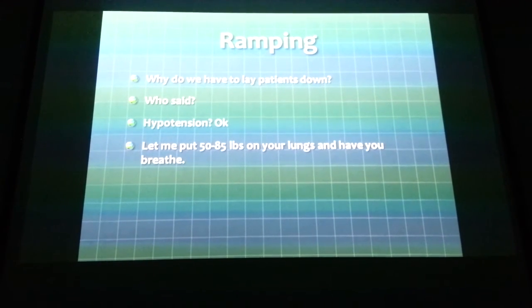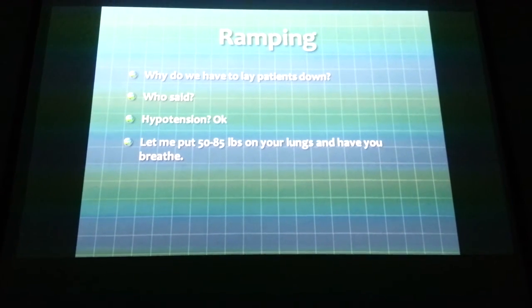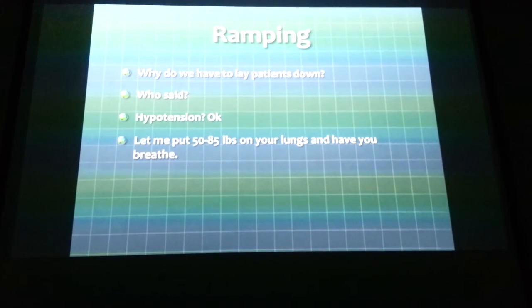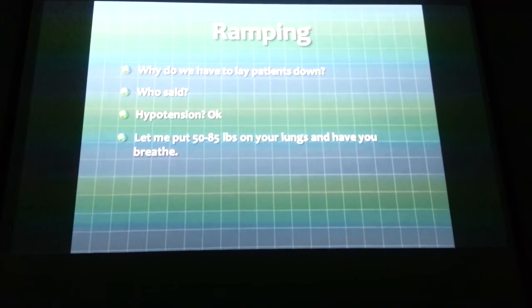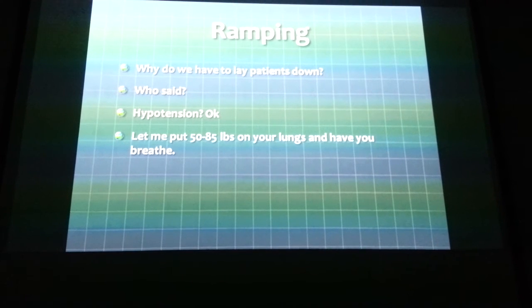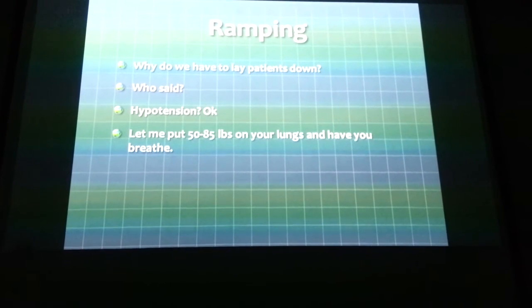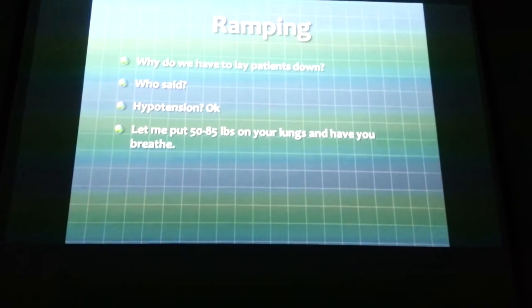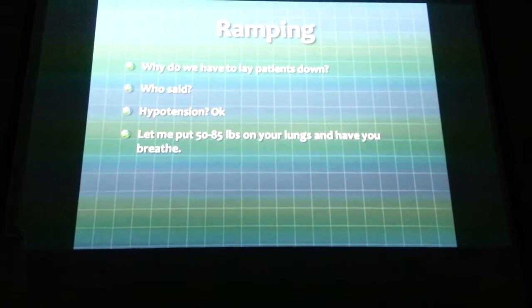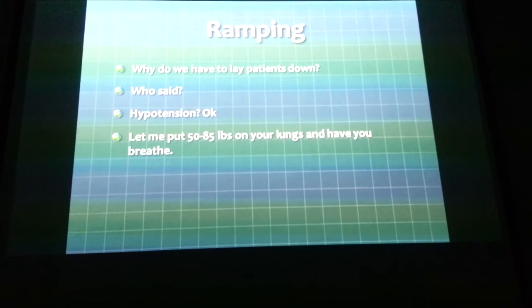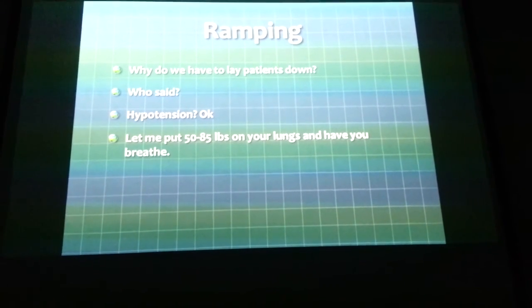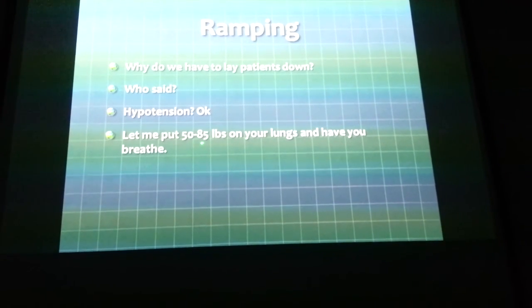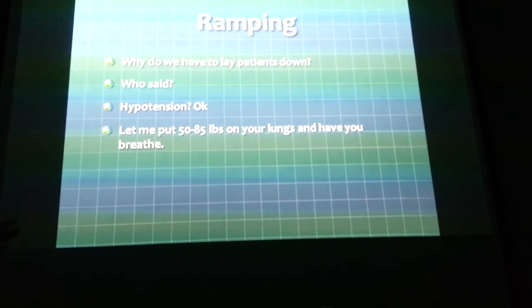Ramping. There's no reason we need to lay a patient down unless they are hypotensive. If they are, we can give them a squirt of neosynephrine, 0.5 to 1 mics per kilo. That'd be fine if you have that in your drug box. We can bolus them. We can get that blood pressure up. Or we're going to lay them flat if they're on spinal precautions. If not, why are we laying them flat? If they're obese, pregnant, we should sit them up. Let me put 50 to 85 pounds on your lungs and see how you breathe. You're going to saturate quickly.